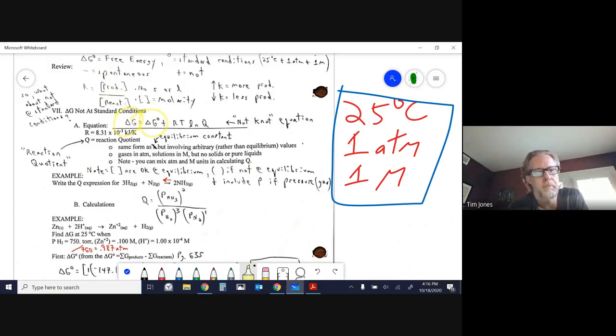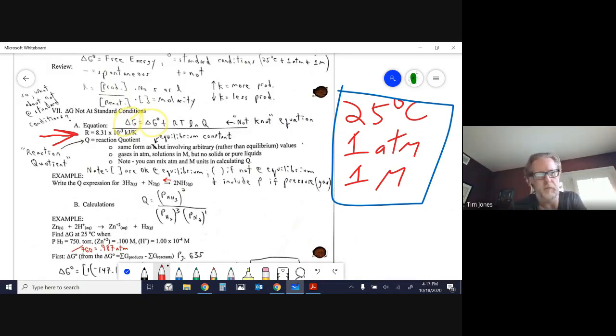So R is the same thing as what we use for ideal gases, but notice it has different units. So right here, it's a different version of R. And notice the units are different as well. T is temperature in Kelvin, so it matches R. Ln is natural log, and Q is the same thing as the equilibrium expression, but it isn't necessarily at equilibrium.